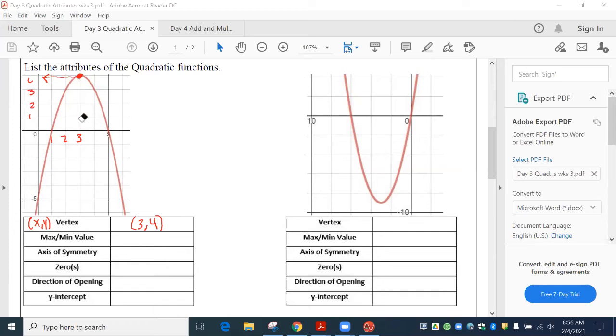All right. So axis of symmetry. Do y'all remember axis of symmetry had that dotted line? Yeah. All right. So here's the secret to axis of symmetry. Draw a line that splits this in half.